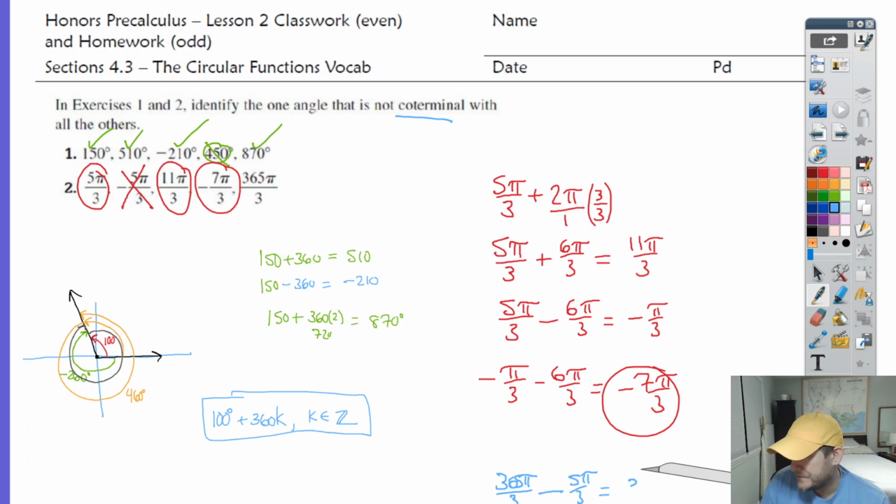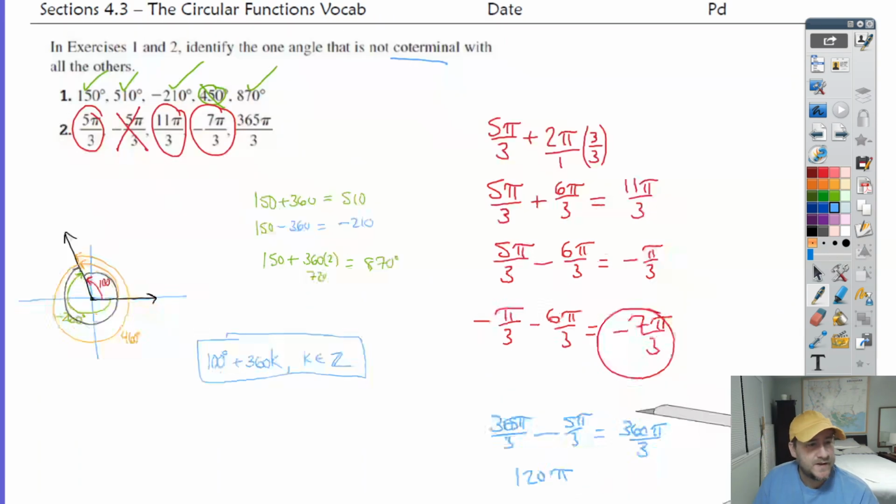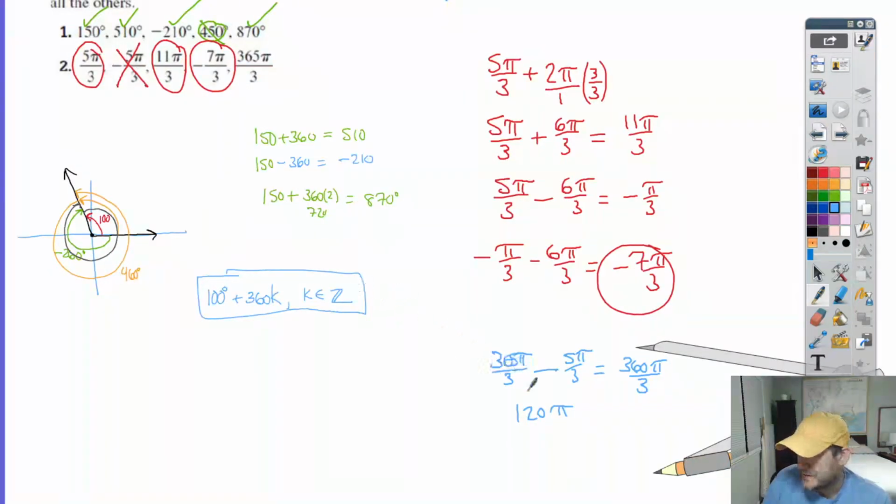That leaves me with a difference of 360 pi over 3, aka 120 pi. I'm probably off screen right now, aren't I? Yep, I went too low, but I can extend. So I'm talking about 120 pi. This is the difference between those two angles. And that difference, of course, is 60 2 pi's. It's exactly 60. So it's exactly 60 full rotations.